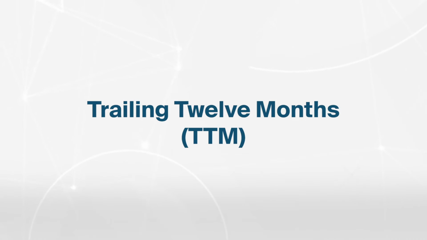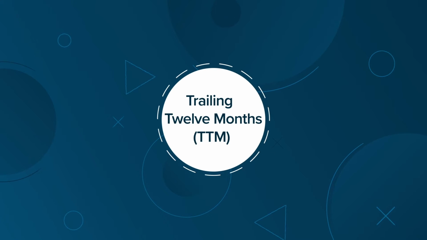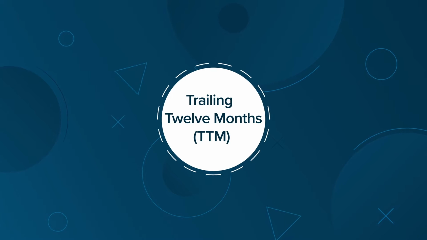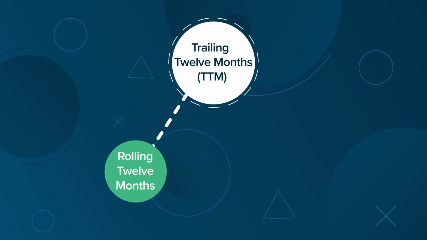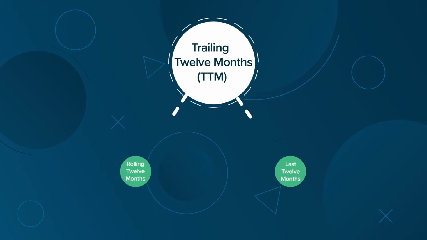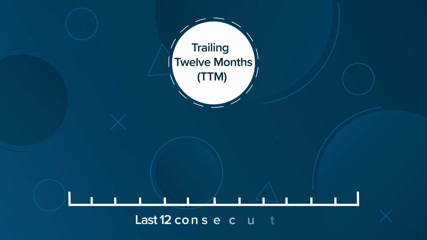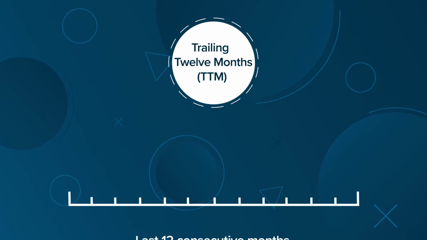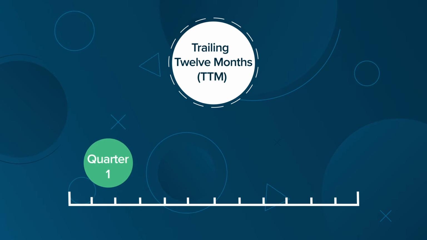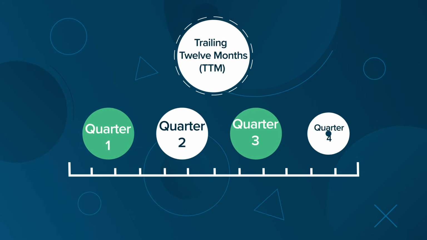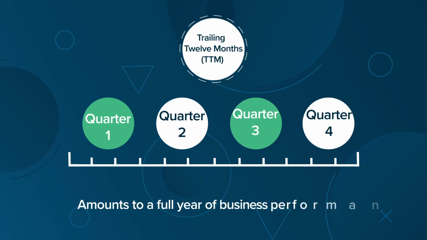In this lesson, we're going to cover TTM, or trailing 12 months, also sometimes known as the rolling or last 12 months, is a financial term used to describe a company's financials in the last 12 consecutive months. Trailing 12-month figures include the financial metrics for the last 4 quarters, which amounts to a full year of business performance.